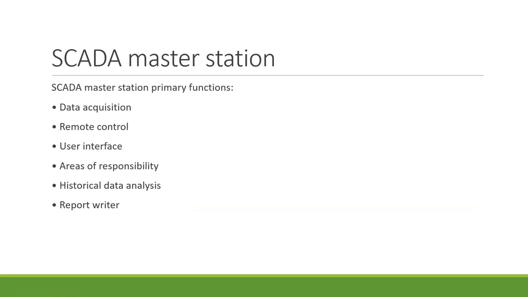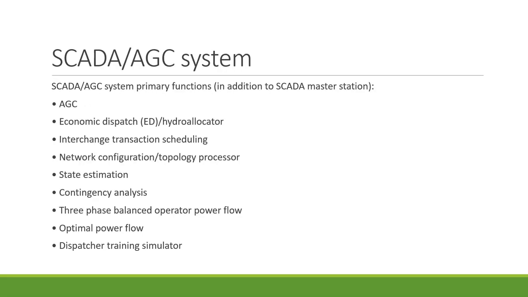Okay, the first one is your SCADA master station. The SCADA master station will have primary functions, which are going to include data acquisition, remote control, user interface, areas of responsibility, historical data analysis, and report writer. Second type is SCADA with AGC, which will have primary functions in addition to the SCADA master station functions. That will be the AGC.